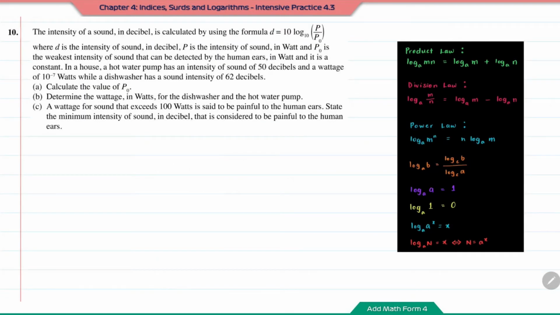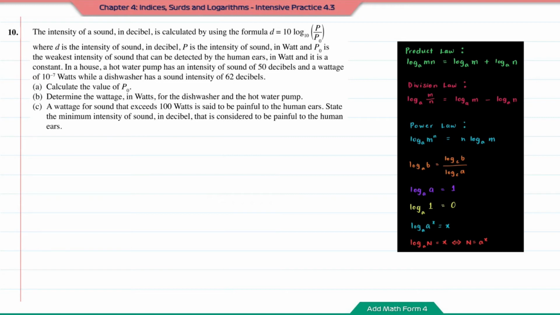Question number 10. The intensity of a sound in decibels is calculated by using the formula D equal to 10 times log base 10 of P over P0, where D is the intensity of sounds in decibels, P is the intensity of sounds in watts, and P0 is the weakest intensity of sounds that can be detected by the human ears in watts, and it is a constant.